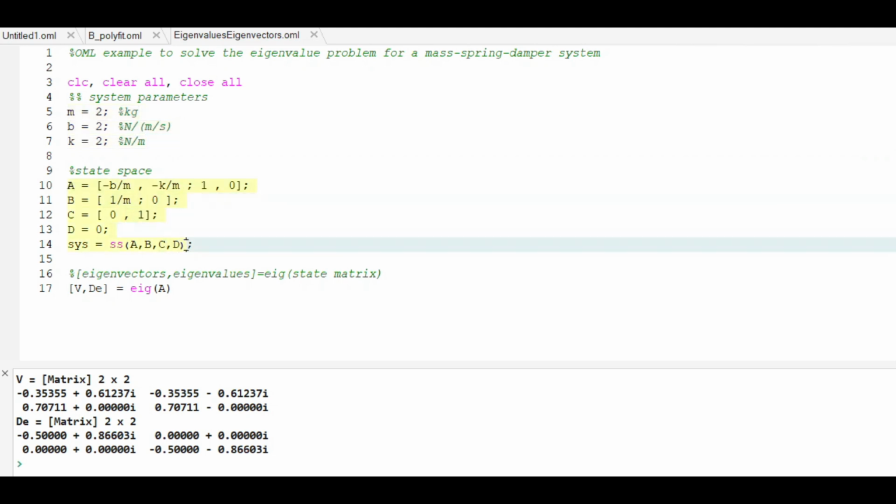The output shows 2 eigenvalues. In this example, the eigenvalues are approximately negative 0.5 plus 0.86603i and negative 0.5 minus 0.86603i. Notice that the eigenvalues are complex conjugates. This indicates an oscillatory system. The imaginary part corresponds to the oscillation frequency, while the negative real part indicates damping. Because the real parts are negative, the oscillations decrease over time and the system remains stable.